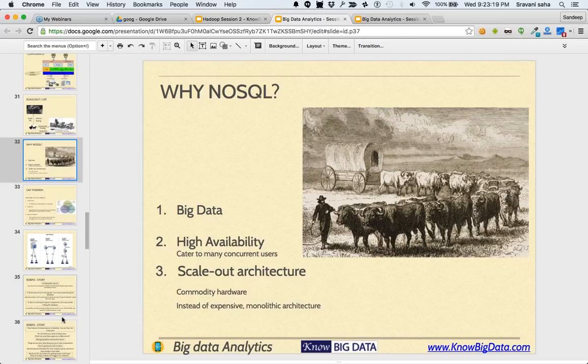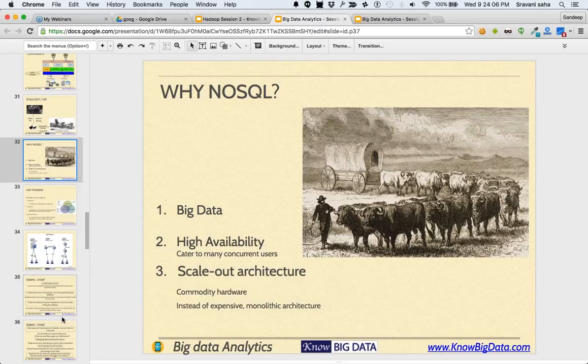Today you have 1,000 users. Tomorrow, if you have 10,000 users, can you just by adding 10 times the machines handle that kind of load? That is called scale out architecture, an architecture which can be expanded easily. And in all these three cases, the traditional databases do not suffice. Traditional databases, even if they store a terabyte of data, if you have to read or scan the data, it's impossible.